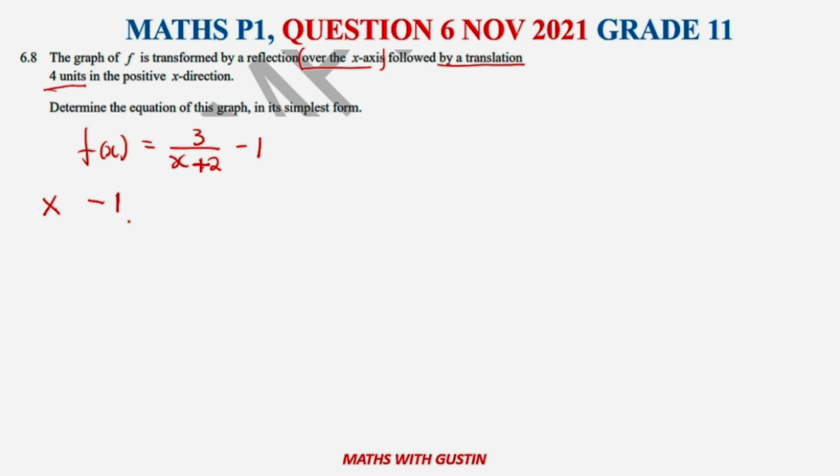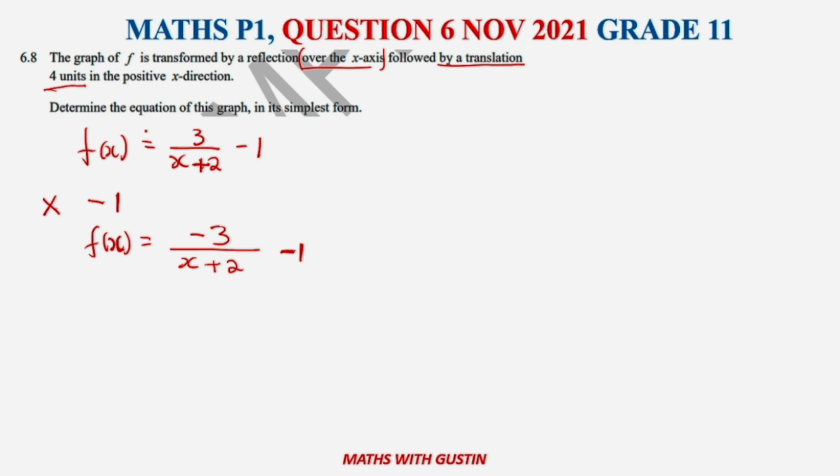Okay, so now we're going to multiply everything here in our equation by negative 1. So f of x is going to be equal to, when you multiply by a negative 1 there, negative 3 all over x plus 2, minus 1. Okay, so that's what we did. We already multiplied with a negative 1 here, but there's another transformation that was done. They said translation 4 units in the positive direction.